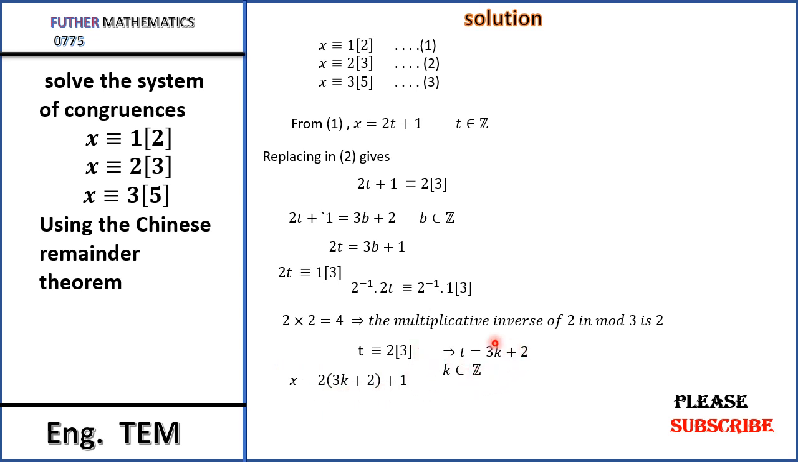Now, since we have already gotten t, we can come back to this equation up here and replace the value of t there. So doing that, I have 2 into what? x equals 2 into (3k + 2) plus 1. Now, when we simplify that, it will give us 6k plus 4 plus 1, that is 5. We have that. Now, after getting all this, that's it.